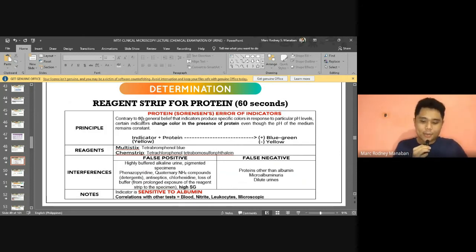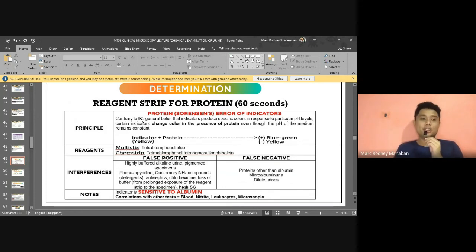All right, okay. False negative is, of course, proteins other than albumin. Your reagent strip is very sensitive, actually very specific, to albumin, because albumin has a lot of amino groups which can accept the H plus ions. So it can hardly detect other proteins, especially in pre-renal proteinuria, such as your APRs. So a false negative could be proteins other than albumin, or microalbuminuria, where the albumin concentration is low.